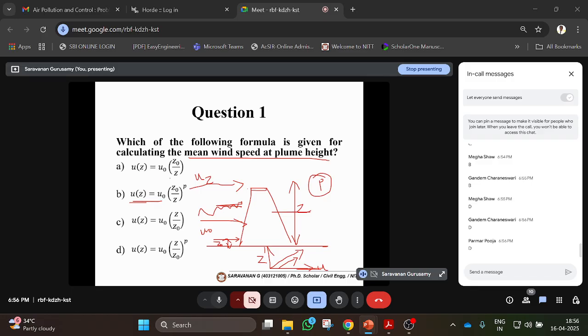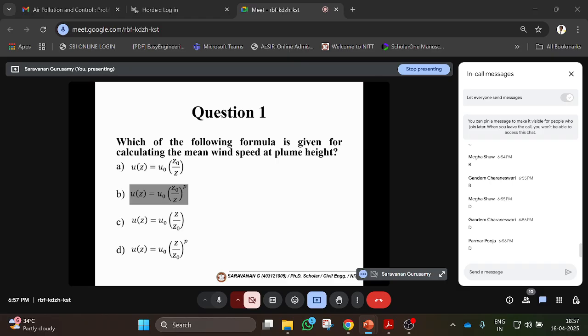What is the formula? U is equal to U naught into, which is correct? Power P should be there. So P, B or D, which is correct? D. No, B. Z by Z naught power P. Please check your answers.